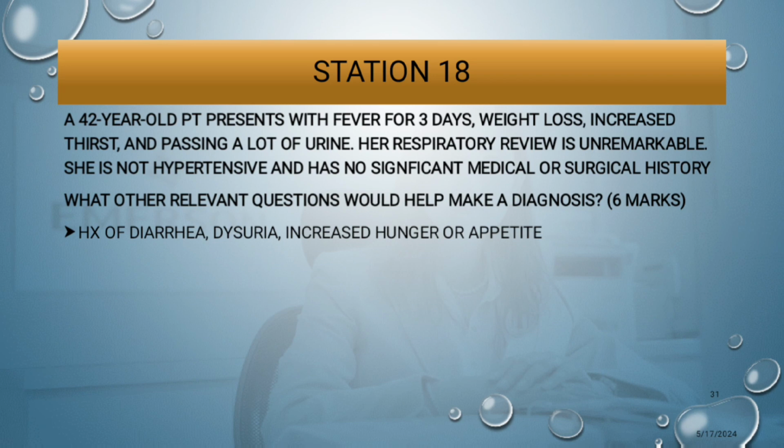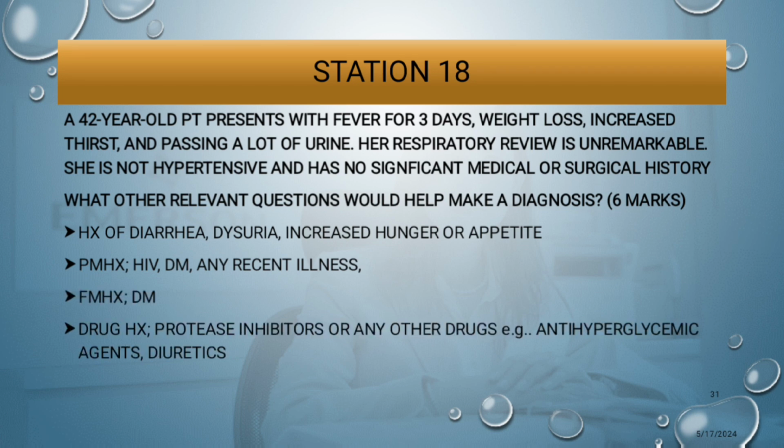So history of diarrhea, dysuria, increased hunger or appetite. Ask for any past medical history of HIV, diabetes, and any recent illness. Also ask for any family history of diabetes. And then drug use, for any use of protease inhibitors or any other drugs such as anti-hyperglycemic drugs or diuretics. Okay. Then ask for any alcohol, smoking, and also the diet. So this was a short one, since I'm not going to ask a lot of questions here.